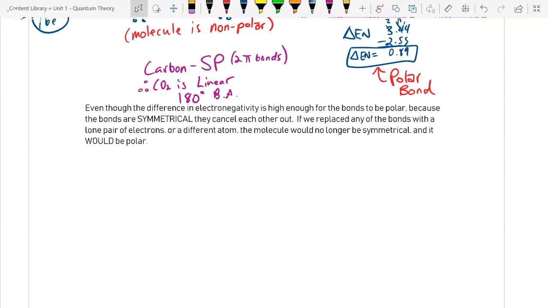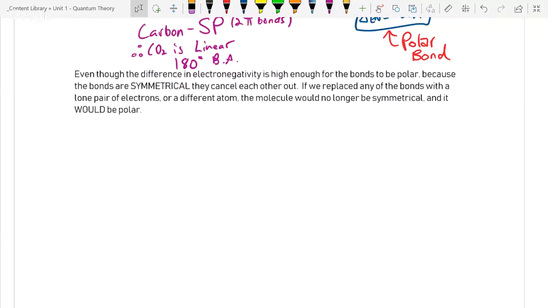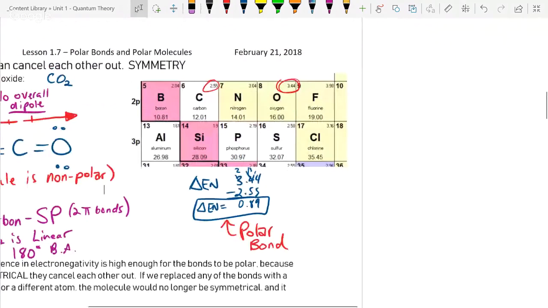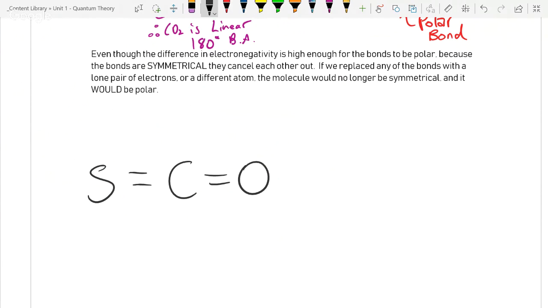Oh, okay, we're back. If I replaced one of these with a different atom or with a lone pair of electrons, it would work. Does that make sense? So if I had, oh, I don't know, if I had carbon to oxygen here, but then on the other side, instead of oxygen, I put sulfur. Now we have a different animal.